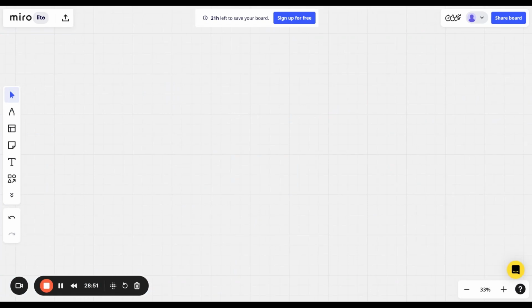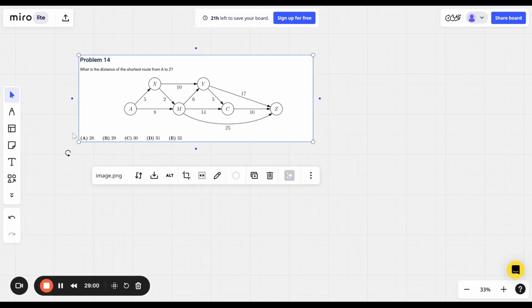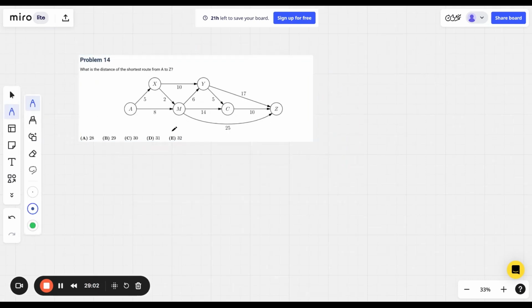Alright, problem 14. What's the distance of a shortest path from A to C? Alright, so this is just a minimum distance problem. We solve this using Dijkstra. So we just have our priority queue here, right?